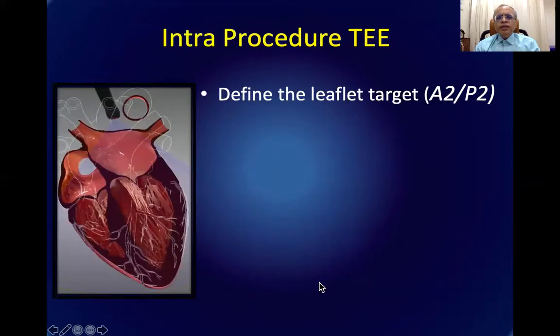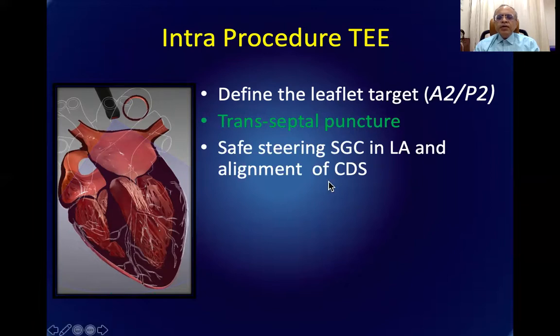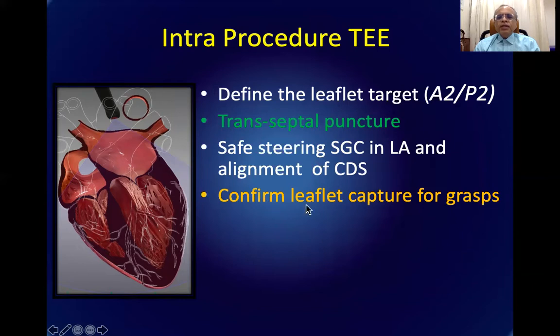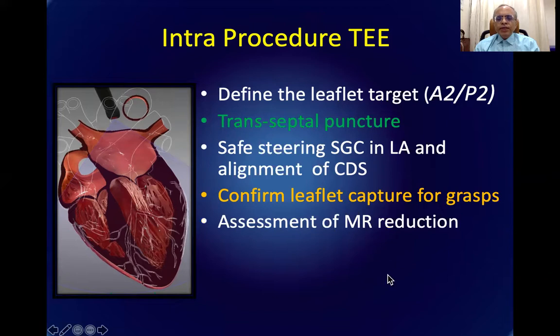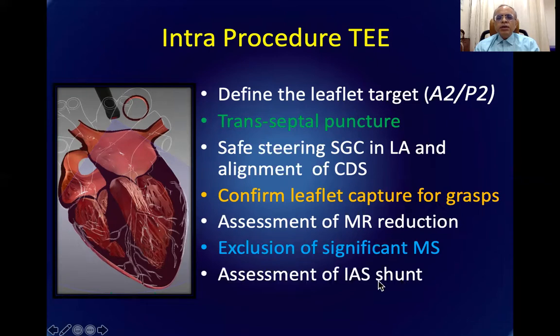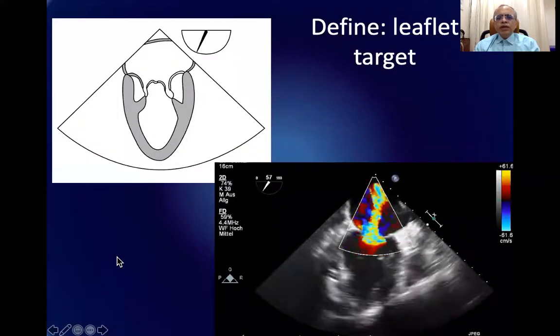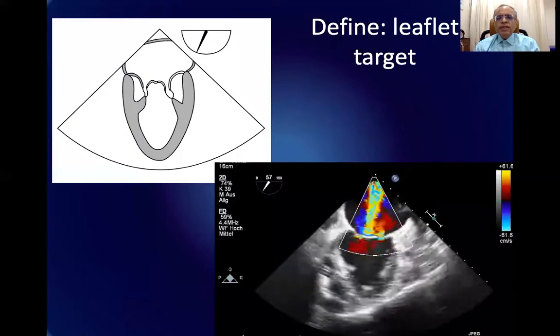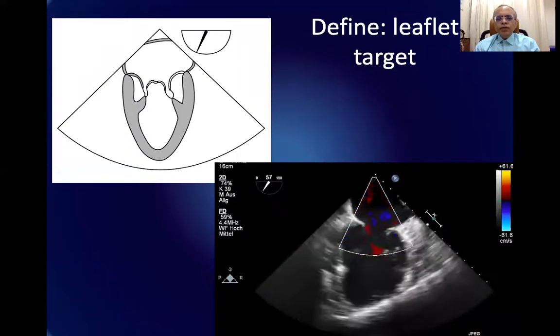So in the intra-procedure transesophageal echo, you need to define the leaflet target, look at the trans-septal puncture and guide it, watch the steering of the steerable guide catheter in the LA, and align the clip delivery system, then confirm the leaflet capture during the grasp, assess MR reduction after the clip is released, exclude significant mitral stenosis, and then assess the iatrogenic septal shunt. So this is how the leaflet target is decided. It should be a single jet specifically from the A2P2 region.